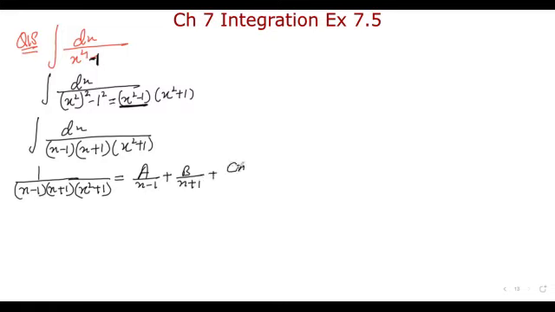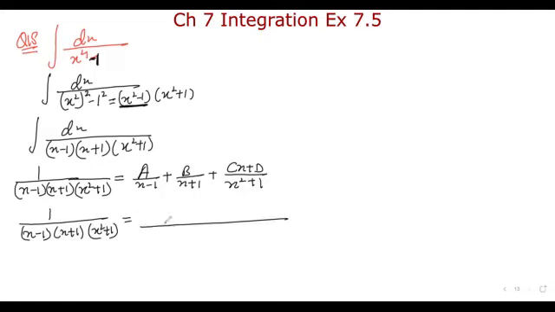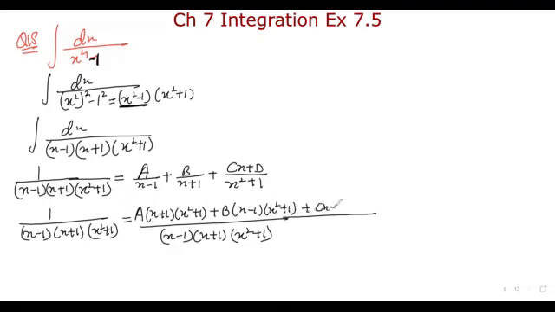C नहीं आएगा यहाँ पर, Cx plus D आएगा क्योंकि नीचे quadratic है. Remember this always. Now in next step we will be taking the LCM like this, and here the LCM is x minus 1, x plus 1, x square plus 1. So the product with A, it will be x plus 1 into x square plus 1, and the product with B, it will be x minus 1 into x square plus 1, and the product with Cx plus D, it will be x square minus 1.